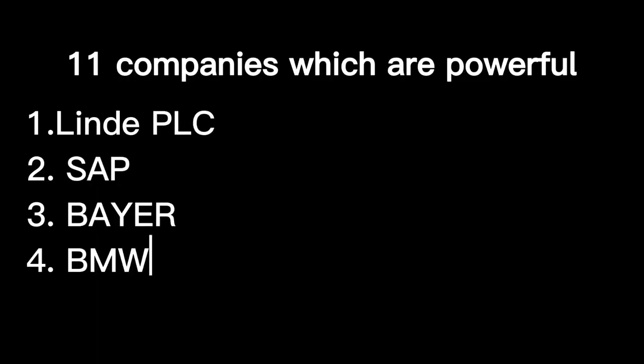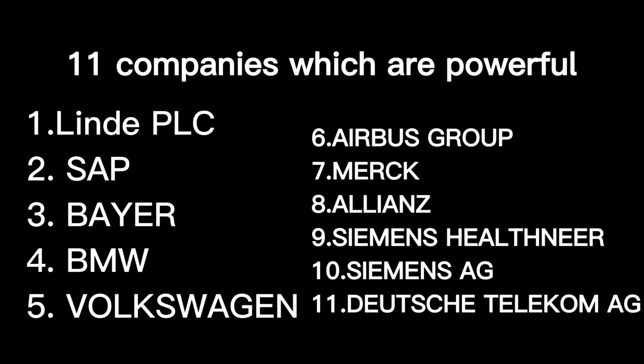The first one is Linde PLC. The second one is SAP. Then we have Bayer, VW, BMW, Merck, Deutsche Telekom AG, Airbus, Allianz, Siemens AG, and Siemens Healthcare. So these are the 11 companies which are powerful under Gemini 30.